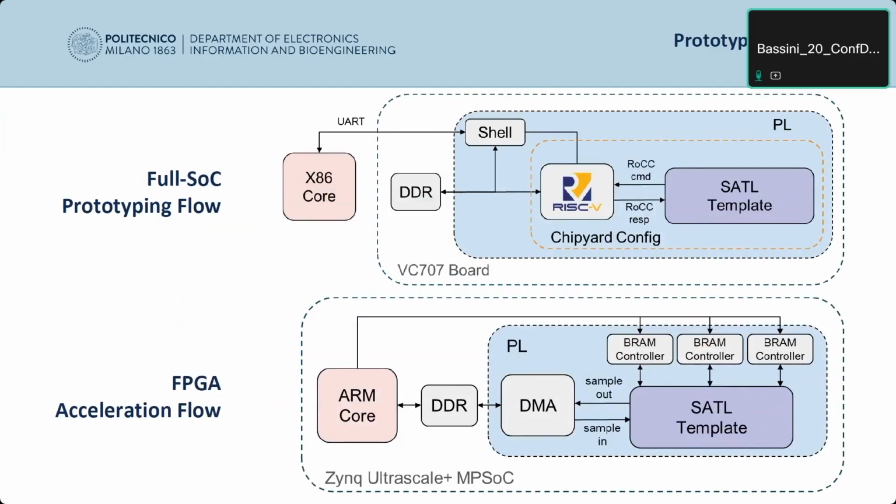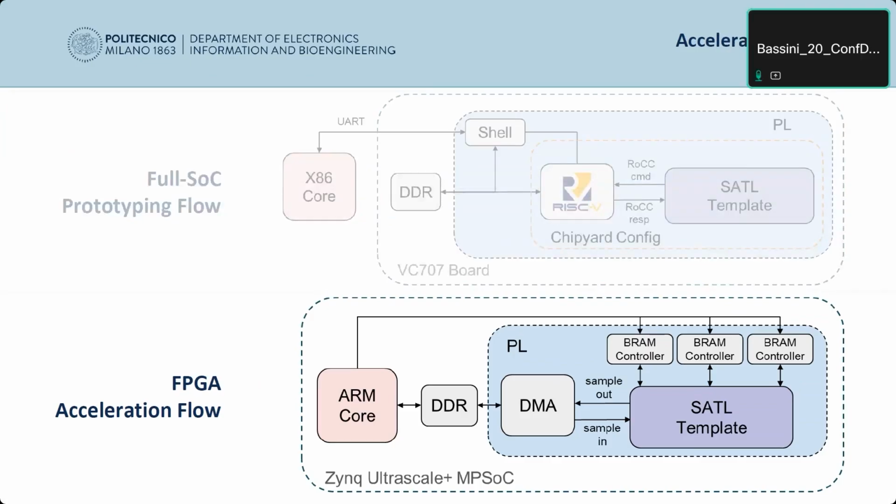In addition, SATL also provides different prototyping flows to verify the architecture. In particular, we have two main flows. One is what we call a full SoC prototyping flow. This allows you to integrate the SATL accelerator within a RISC-V-based system on chip, provided by the open source Chipyard framework. And the other flow instead, if you want to build an FPGA accelerator based on your spatial architecture, allows you to integrate with the Zynq UltraScale Plus MPSoC.